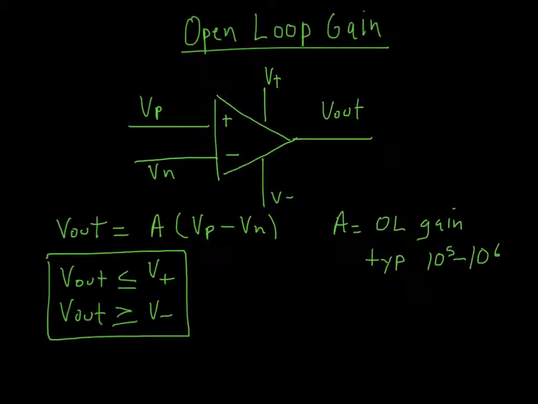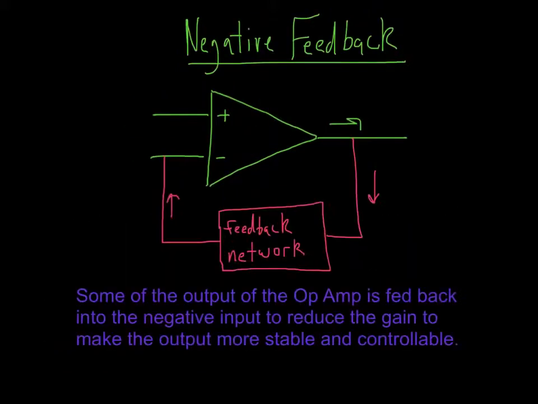We'll see that in just a little bit. Here's a schematic of negative feedback. You'll notice that I've dropped the power supplies, the rails here. We often do that because it's understood that you're going to put a positive 15 and a negative 15 on pins 4 and 7 respectively, or 7 and 4 rather.